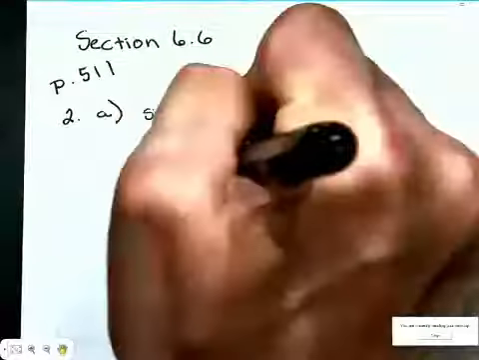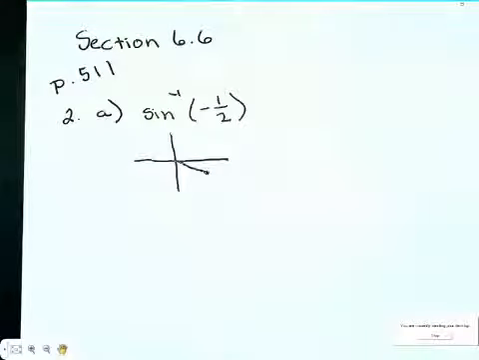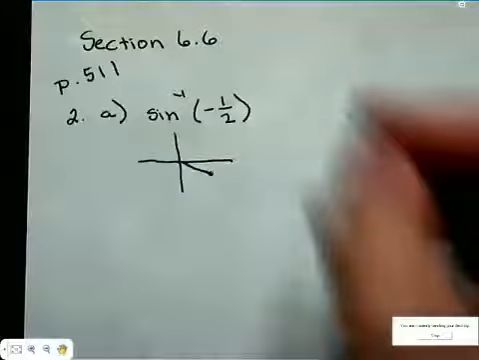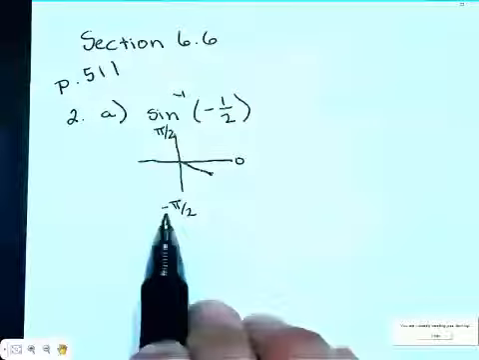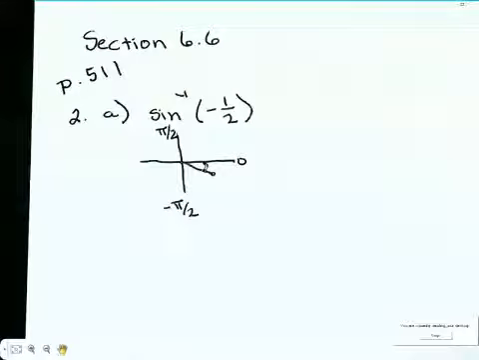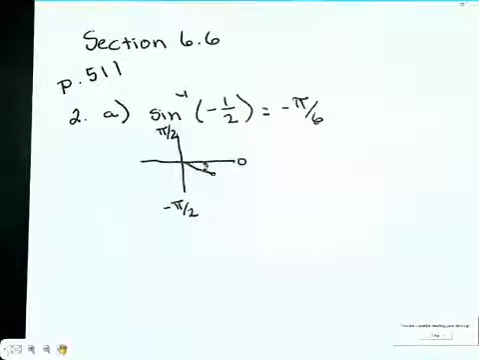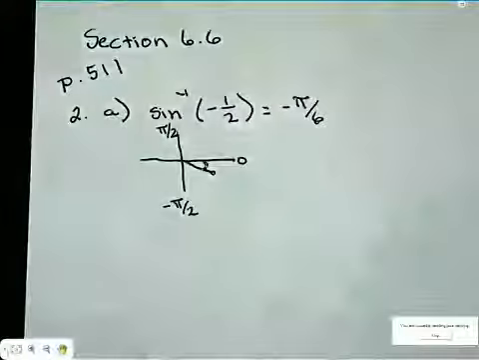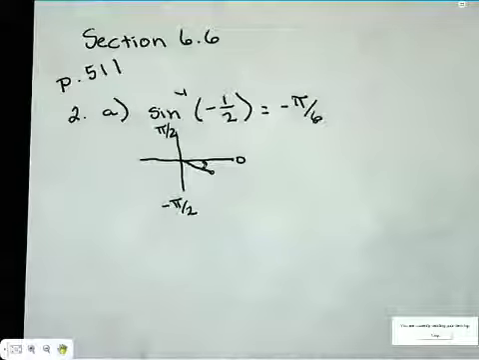It's right here, where sine is -1/2. So if this is -pi/2, this is 0, and this is pi/2, and my answer has to be written as an angle between -pi/2 and +pi/2. What is this angle? Yep, -pi/6. After you practice a bit, you don't have to draw the picture, but you still can anytime you need to.